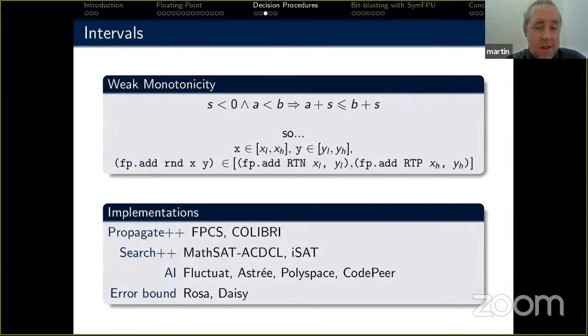FPCS, if I could ever get my hands on a copy of it, I'm told is brilliant. It's just hard to get. A number of years ago, we wrote quite a well-cited paper on a mix between this kind of interval reasoning and clause learning, which was implemented in MathSat. That's exciting stuff. ISAT does something similar.